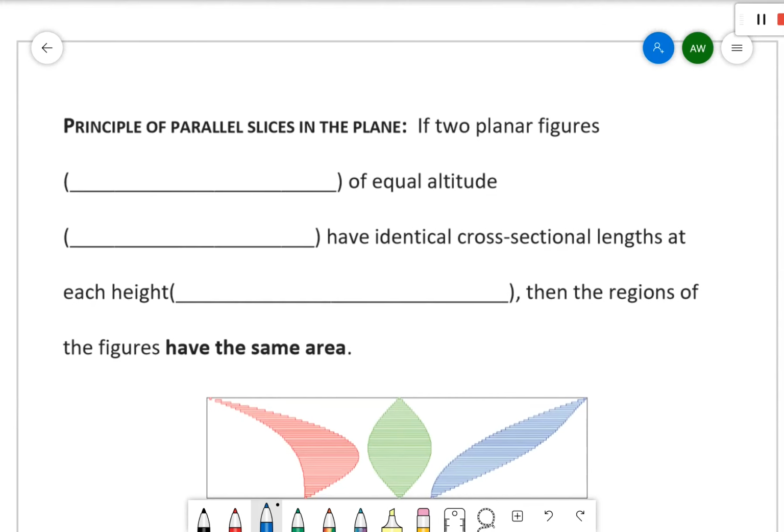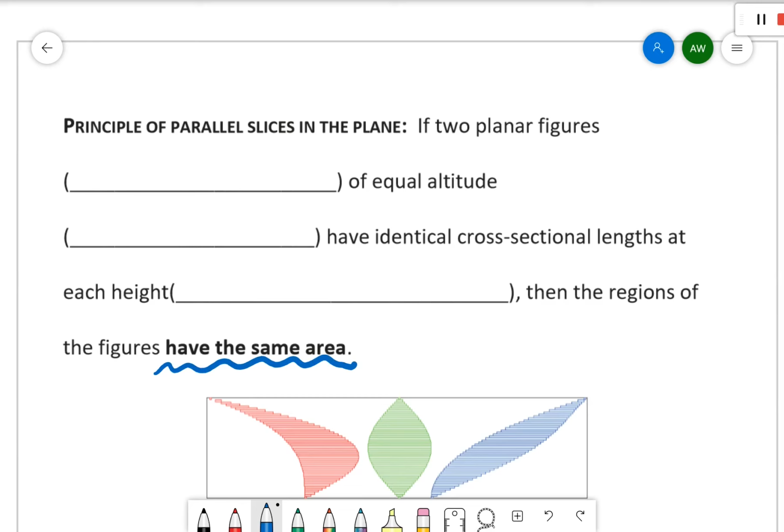Now, some of you probably figured this out as I was talking about those previous shapes, but this is something called the principle of parallel slices in the plane. This is basically saying if 2 planar figures of equal altitude have identical cross-sectional lengths at each height, then the regions of the figures have the same area, okay? So I'm going to break that down piece by piece.